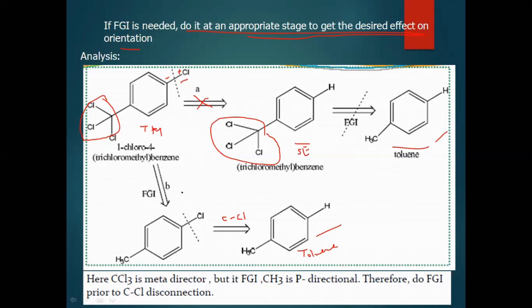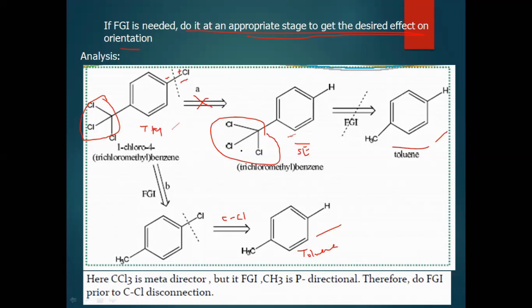Why is path B preferred? What will happen if you follow the path A reaction? Concentrate on this. If you follow path A, this is actually an electron withdrawing group, and in order to construct this target molecule, you need to use an electrophilic substitution reaction.